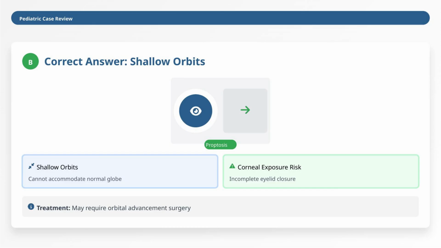The correct answer is B. Ocular ptosis results from shallow orbits that cannot adequately accommodate normal-sized eyeballs. This occurs secondary to mid-face hypoplasia from premature coronal suture fusion. The shallow orbital depth pushes the eyes forward, creating apparent bulging. This can lead to corneal exposure, drying, and potential vision loss. Severe cases require orbital advancement surgery to protect the eyes.